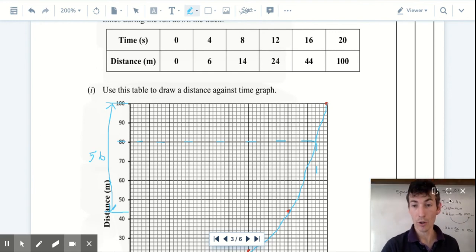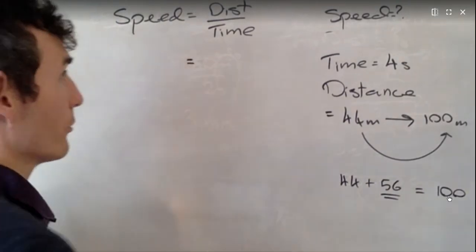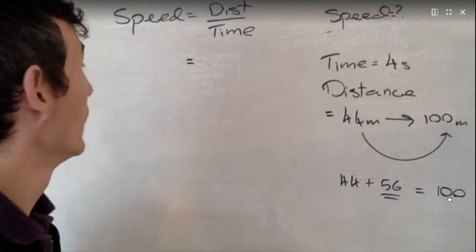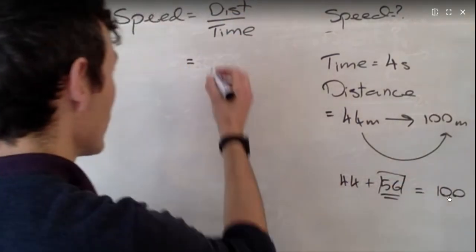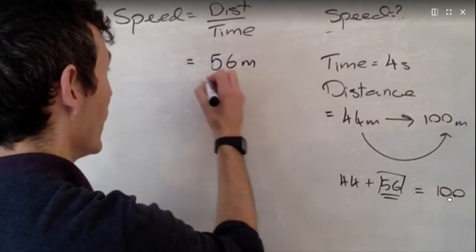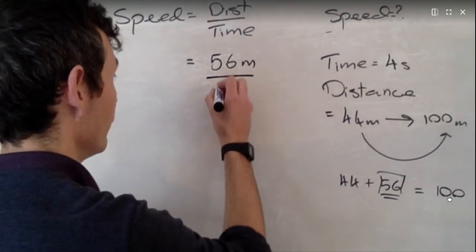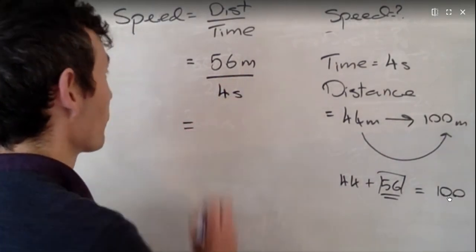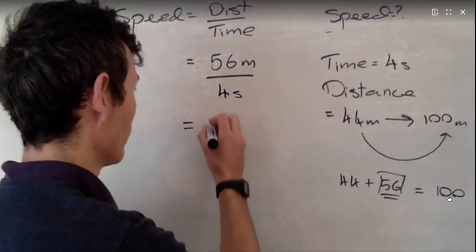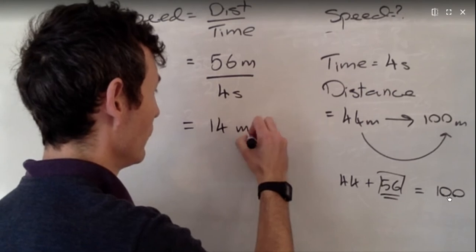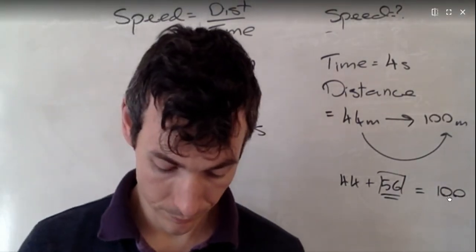Now we have all the information we need to answer the question. So we are looking for the speed. Speed is our question mark. And it's the distance, which is 56 meters, divided by the time taken to do that distance, which is 4 seconds. So 56 divided by 4, is that 14 meters per second? Let's just double check before I leave it at that. It is indeed.